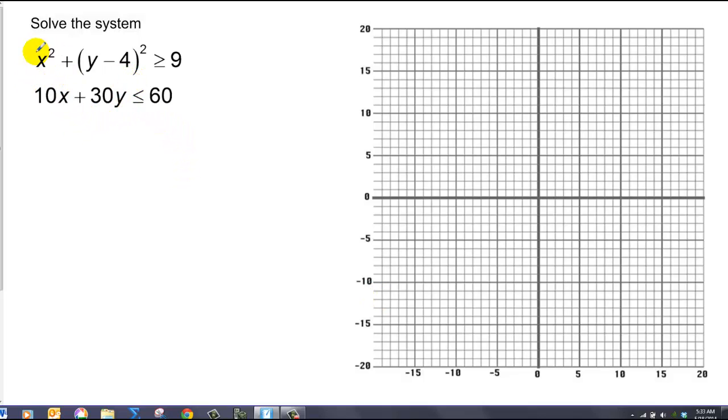And now we've got a circle and a line, so let's go ahead and graph that. We've got a circle translated down 4, or I'm sorry, up 4. It has a radius of 3, so I go 3 up, 3 to the right, 3 down, and 3 to the left. Connect those dots.